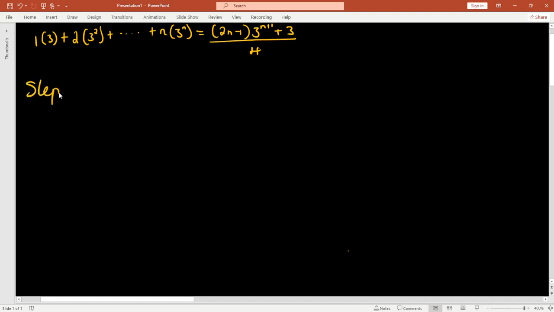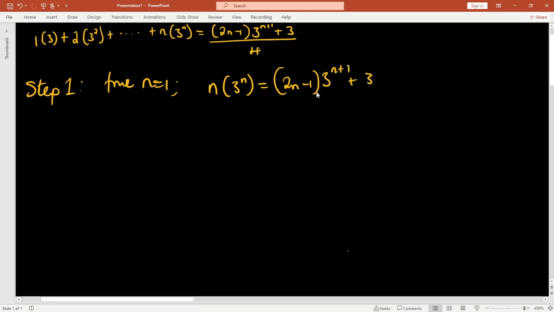Step 1 here. We need to show that the statement that we have is true for n equals 1. So meaning that we get this expression that we have on the left hand side that has n in it, and we equate it to the right hand side here. So here we have n open brackets 3 to the power n equal to 2n minus 1, 3 to the power n plus 1 plus 3 divided by 4. So where there's n, we substitute the 1.